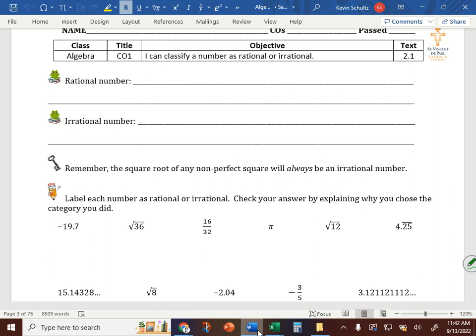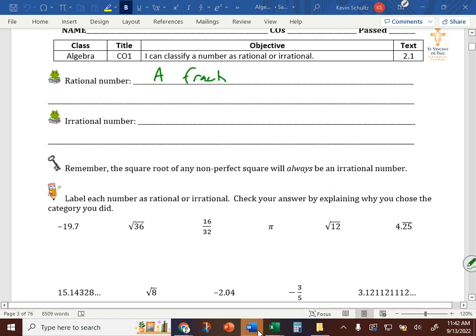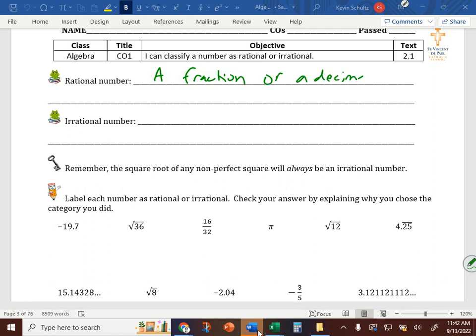So a rational number is a decimal. I'll start with fraction. It's any fraction or a decimal that ends or repeats. Okay? It is a fraction or a decimal that ends or repeats. No, my handwriting did not get any neater over the summer. Sorry about that.